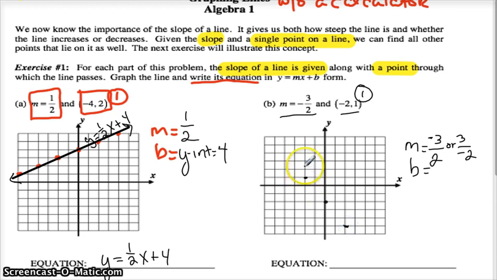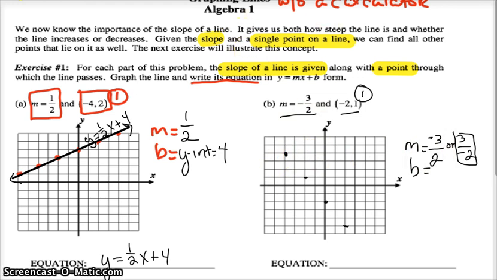I could actually go up 3 and left 2. Well, what did I just do? I just used this one then. Up 3, left 2, which is -2. I can go either way. Okay, so now we're going to continue on.